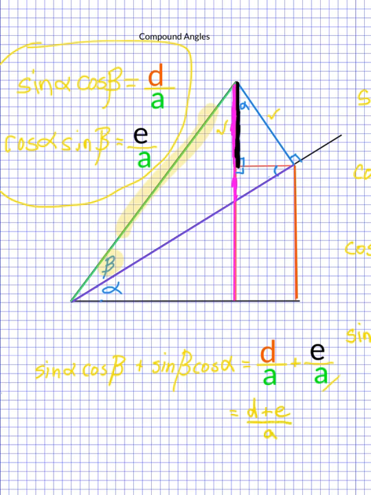But wait a second, what is D plus E? That's this red line. D plus E is just this red line plus this black line. Well, isn't the red line plus this black line just the pink line? Yeah, so we can actually say that D plus E is just equal to F over A.